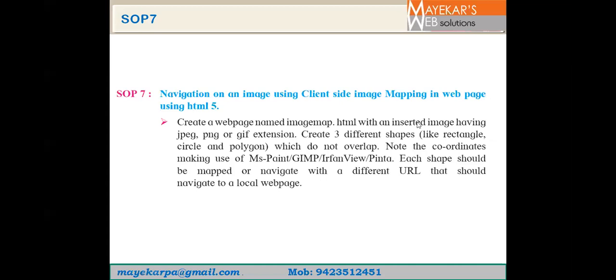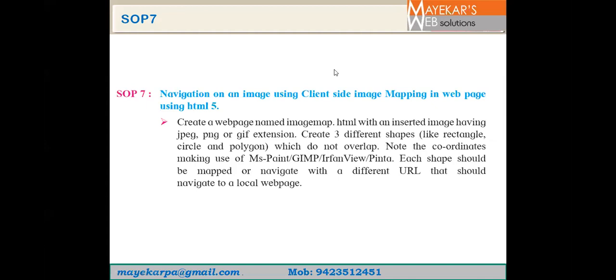Means three different shapes you have to create. Those shapes are also given here: rectangle, circle and polygon. These shapes should not overlap on each other. When you mark these shapes, they should not overlap on each other. Then note the coordinates making use of MS Paint, GIMP, IrfanView or Pinta. All these are image editing software. We are familiar with MS Paint.